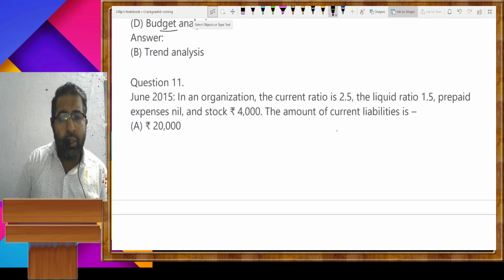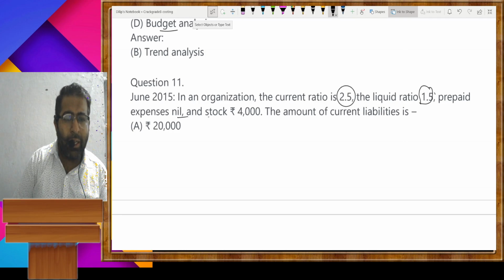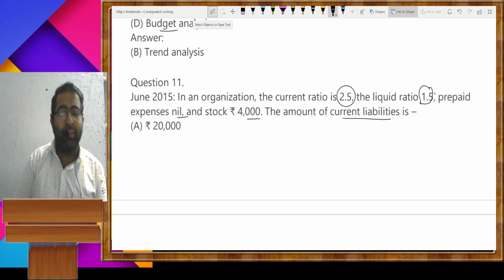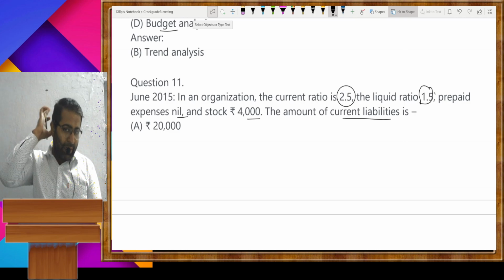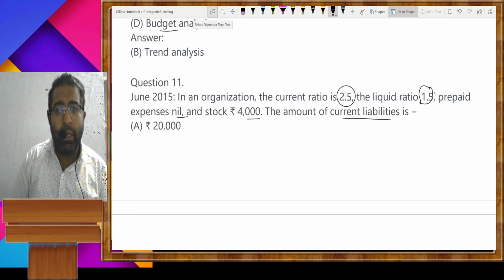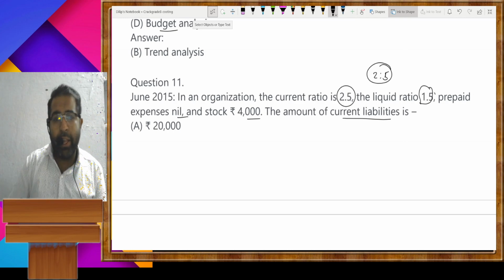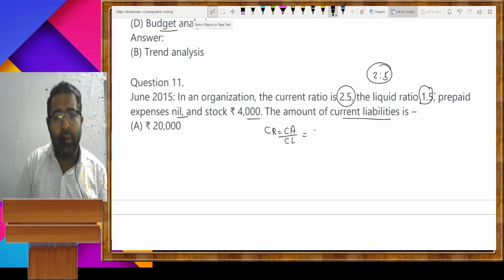In an organization, current ratio 2.5, liquid ratio 1.5, prepaid nil, stock 4,000. Calculate current liabilities. Same question which we completed earlier. Just look at here. But here it is 2.5, and in the previous question 2:5 is given. So read the question very carefully. Current ratio is current assets divided by current liabilities, so current assets equals 2.5 current liabilities.